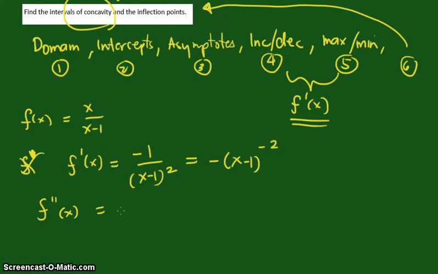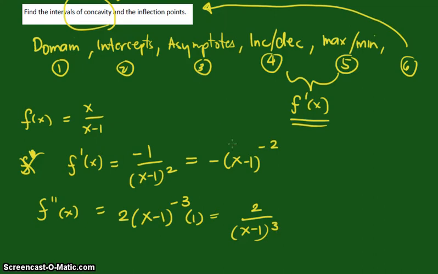So the second derivative would be, so this will be negative 1 times negative 2, that's 2. Then you have x minus 1. So minus 1 here should be negative 2 minus 1 is negative 3. And then the derivative of x minus 1 is times 1. So this is equivalent to 2 over x minus 1 raised to 3.